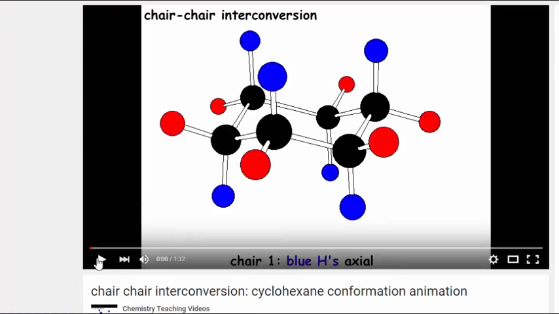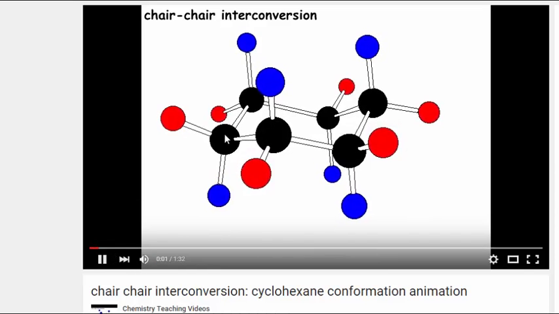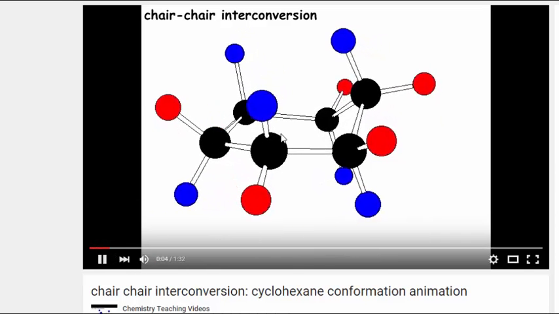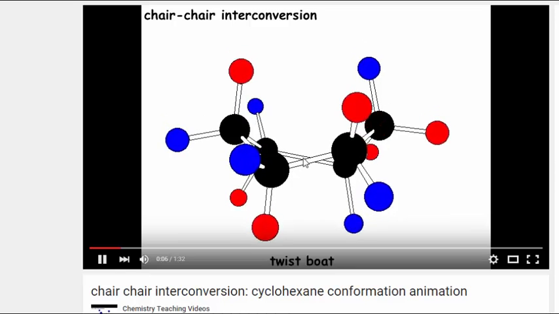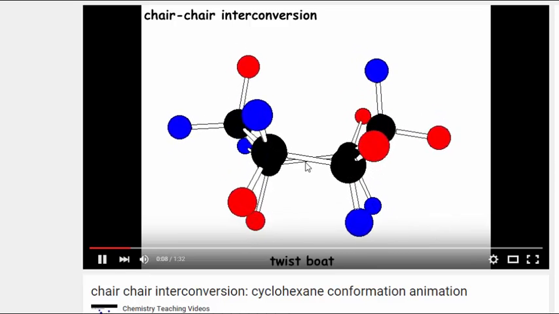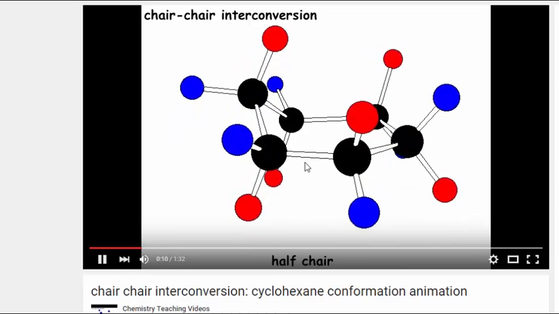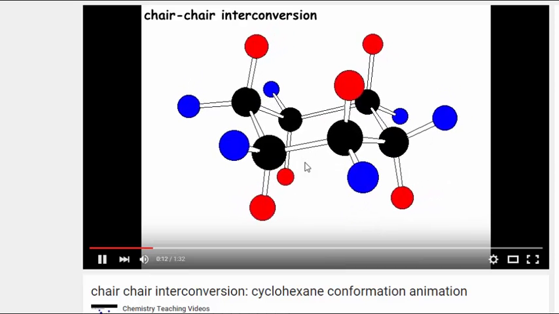Okay, this time we'll be looking at cyclohexane chair conformations. So the first thing I want you to do is watch this video. So it starts in the chair. You get a half chair, a twist boat, a twist boat, a half chair, and a chair.